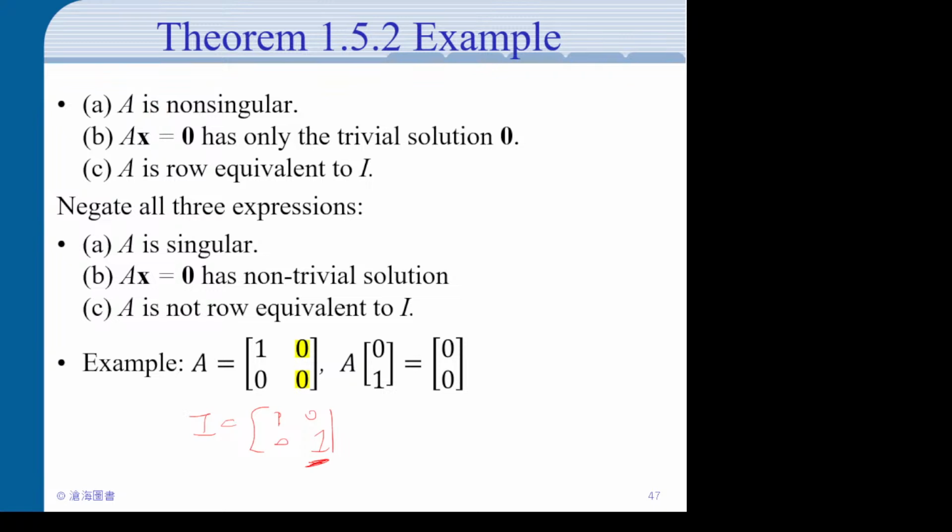Just as a reminder, non-singular means there exists an A inverse such that A inverse times A equals the identity. And non-singular also means that when you solve Ax equals 0, you only have the trivial solution. And also A can be turned into the identity matrix by row operations. So that's non-singular matrices.